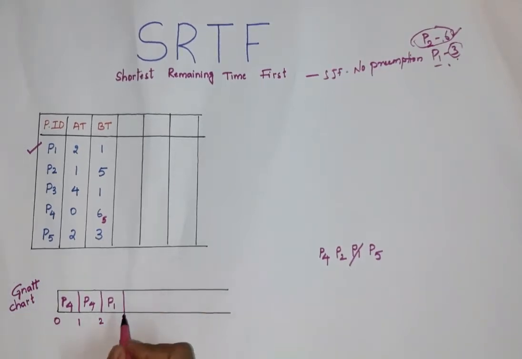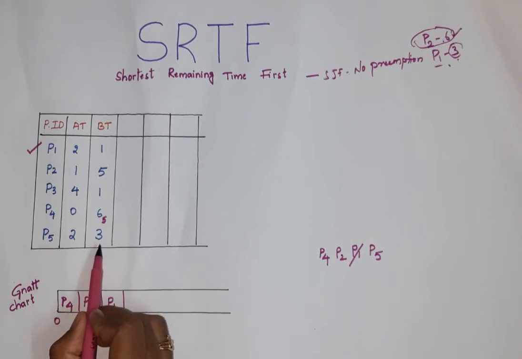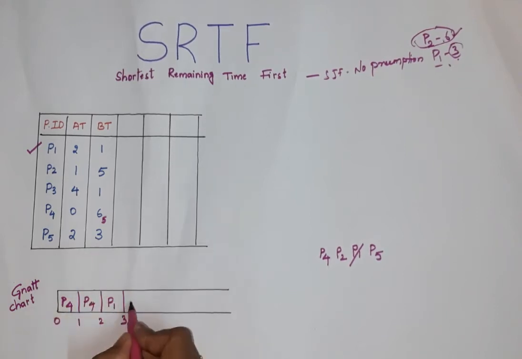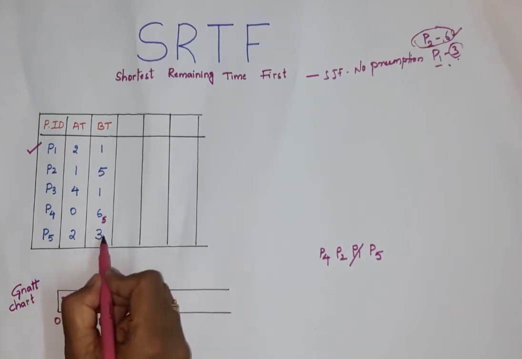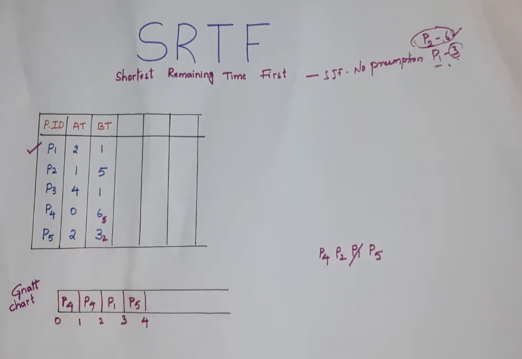We have to go with the P5 process because P5 has the shortest burst time. So again P5 will get 1 unit of time, that is from 3 to 4. P5 is given 1 unit of time, which means 2 more units of time are needed to execute it completely. P5 is already in the ready queue.